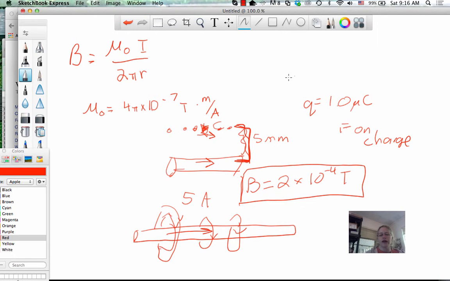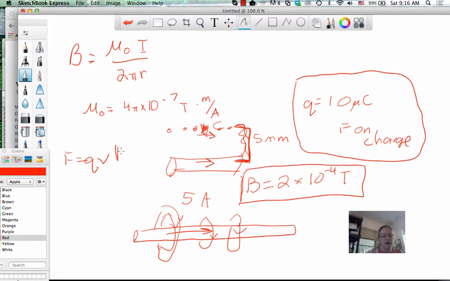So now that we know that, can you figure out the force on the charge? To do that, we have to go back to our previous formula, which is that F equals QVB sine theta, but luckily we're perpendicular. It was a moving positive charge. Yep.